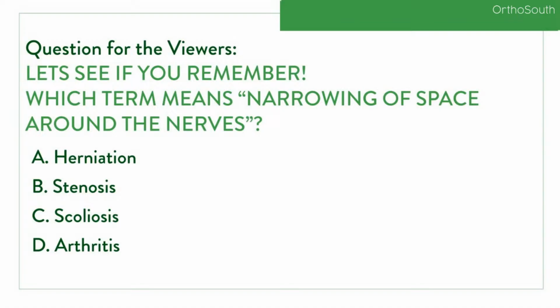Next, this again is not going to be very hard after listening to that. Which term means narrowing of the space around the nerves? I think we know the answer. That's it, stenosis. It just means narrowing of the space around the nerves, but there can be different types of stenosis in different parts of your spine, and treating them can be a little bit different depending on where that is. Okay?